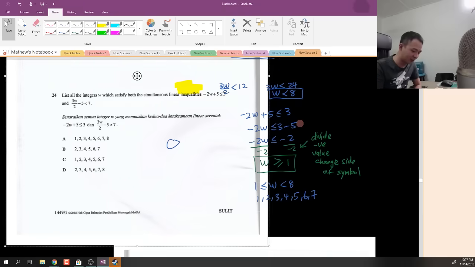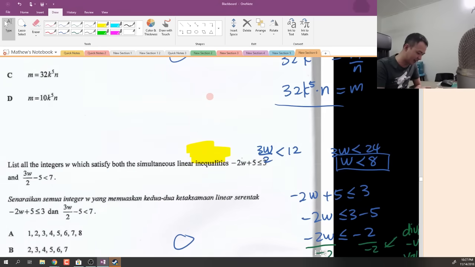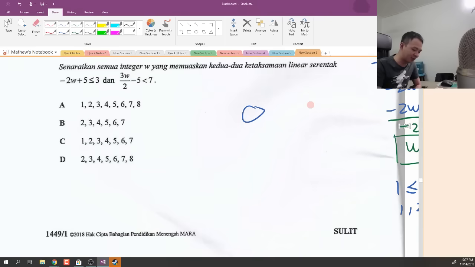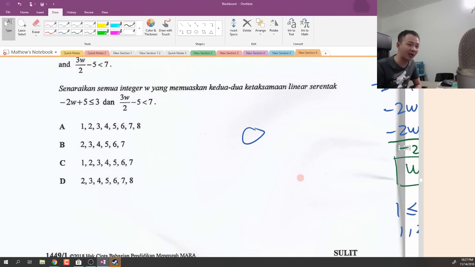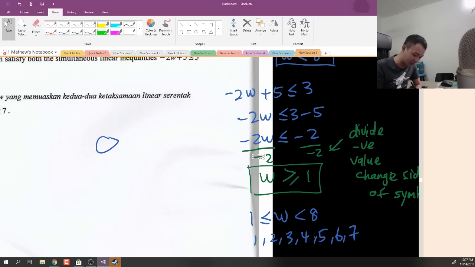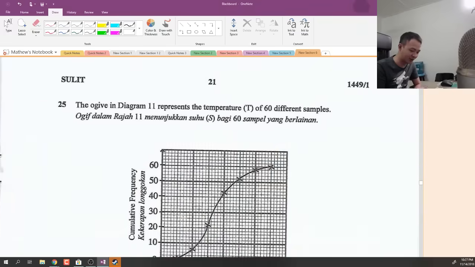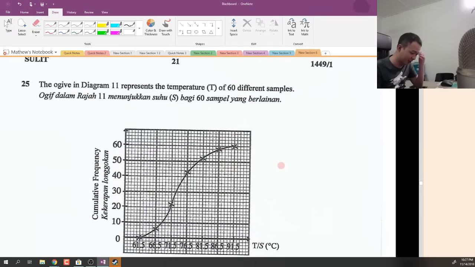Alright, I see a bit of lag here. Some students ask why we don't include the 8. Because this one has no equal sign, that means you cannot include the 8 here. Alright, let me move on.